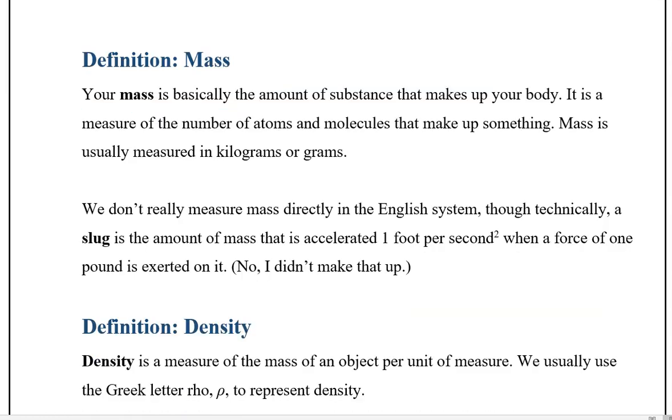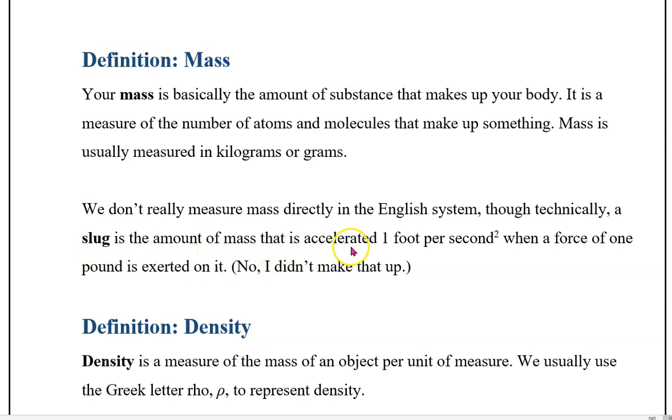Let's now talk about what mass is. When we think about mass, it's basically the amount of substance that makes up your body. It's really a measure of the atoms and molecules in you. Mass can be measured in kilograms or grams. In the English system of measurements, we don't actually directly measure mass, although there is a unit for mass in the English system, which is actually called a slug. And no, I did not make that up.